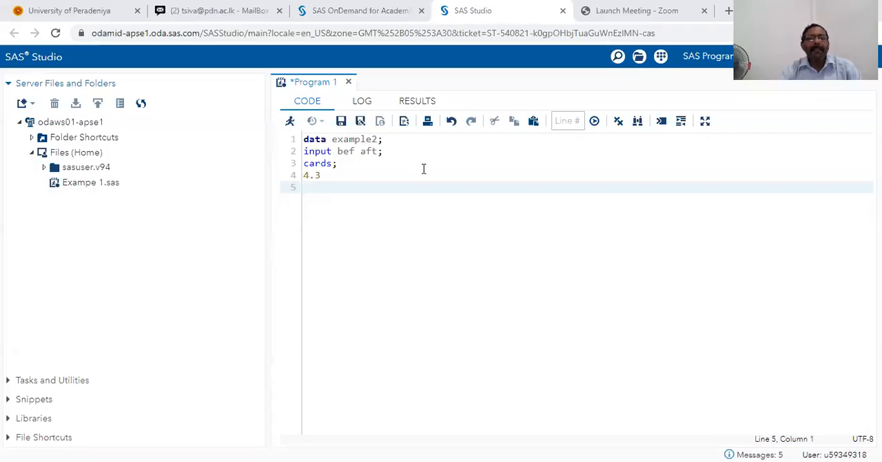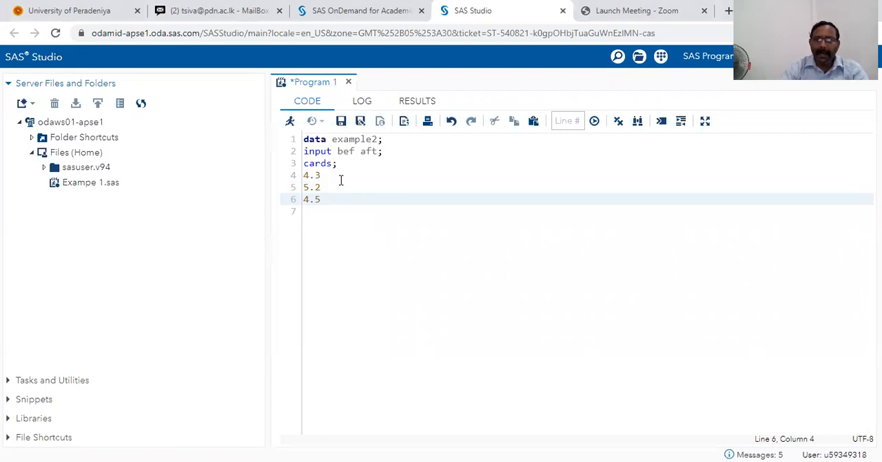Right. So we have data, input statement, card statement. Let's say the second cow before the treatment is giving 5.2 liter. Then third cow 4.5 liter. Fourth cow 4.8 liter. Fifth cow giving a milk yield of 5.1 liter.